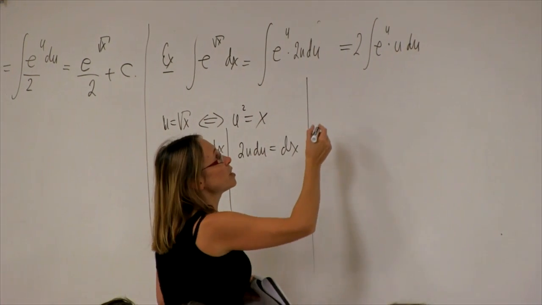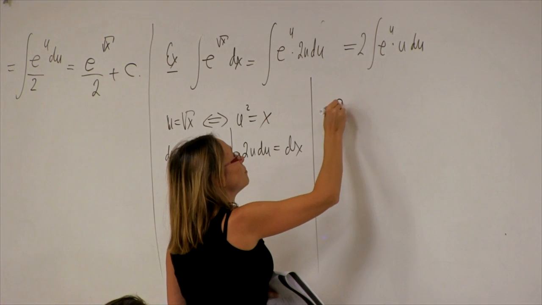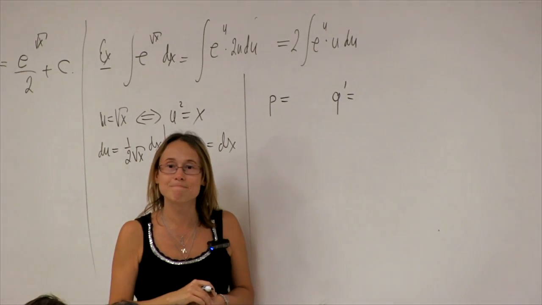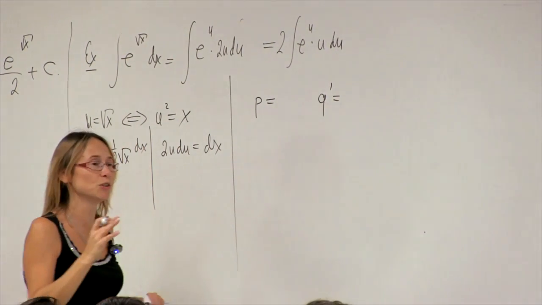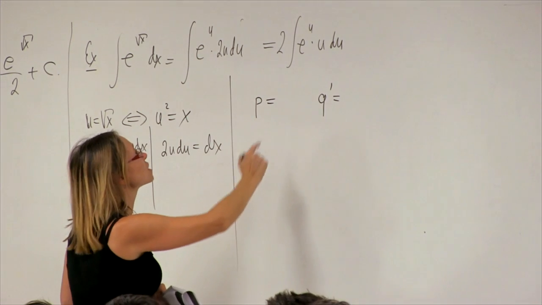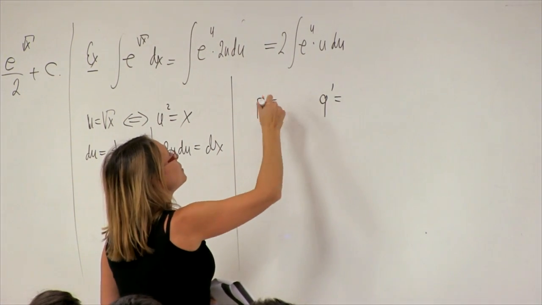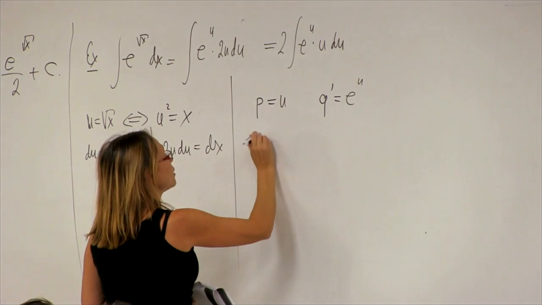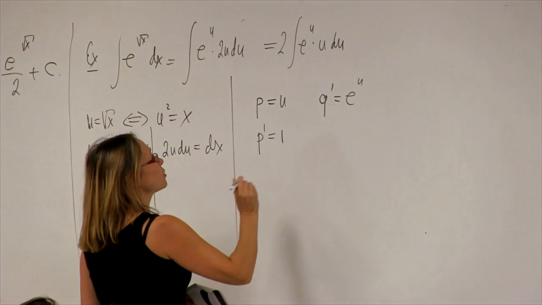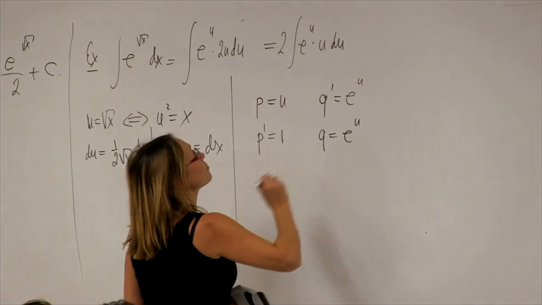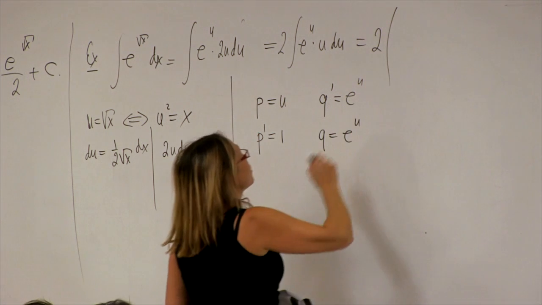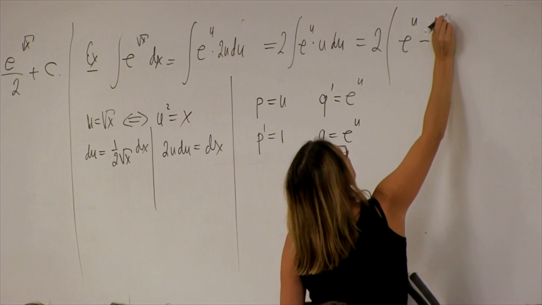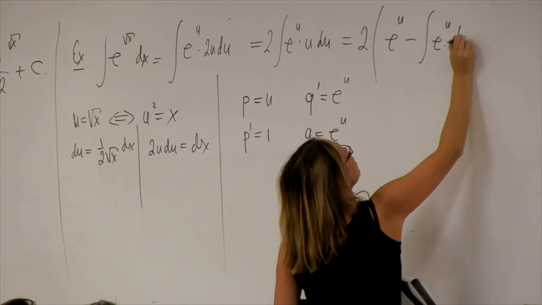So I'm going to have two variables, p and q prime. Why am I not using u and v? Because I already have u. So not to get confused, I invented new notations. P is going to be u, and q prime is going to be e to the u. Now I evaluate p prime, and the antiderivative of q is easy, right? So this becomes e to the u minus e to the u du.